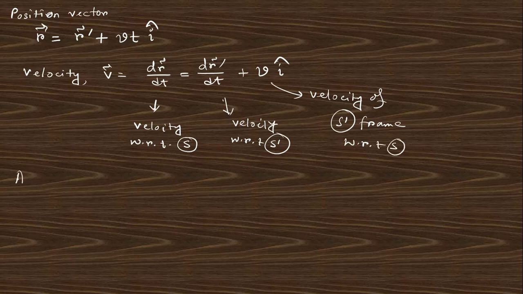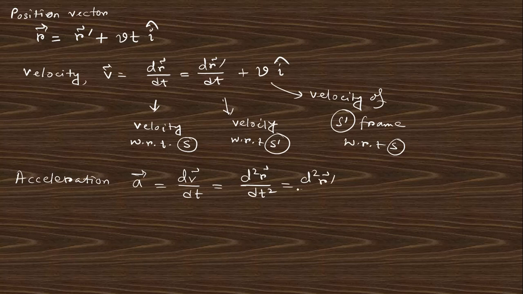Now if we want to find the acceleration, what will the acceleration be? Acceleration will be dv dt. So this is nothing but d2r dt square equals d2r prime dt square, and this extra term will be 0. So you can see here the acceleration of the particle with respect to the S frame is equal to the acceleration of the particle with respect to the S prime frame.